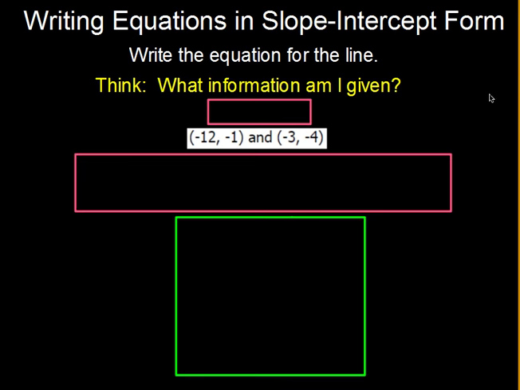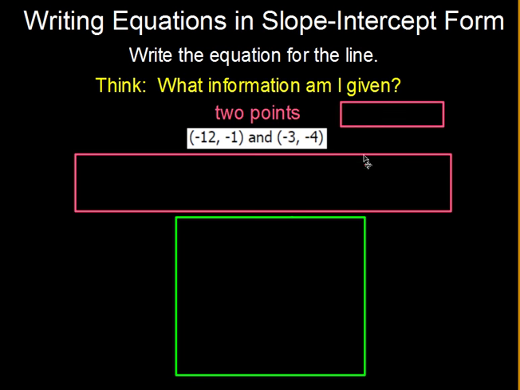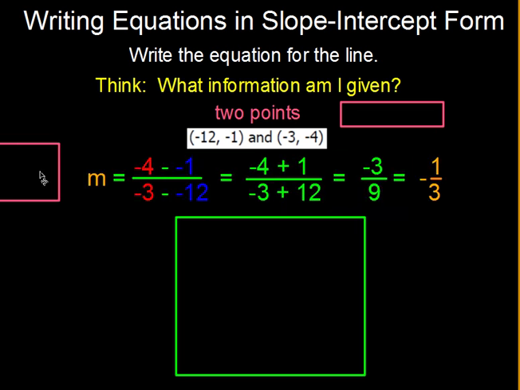So let's look at this example. We have the point -12, -1, and another point, -3, -4. So here, the information that we're given is 2 points. If we want to write this equation in slope-intercept form, we have to first find the slope. We can find the slope of a line given 2 points by substituting our information. This represents the second point, -3, -4, and this represents the first point, -12, -1.